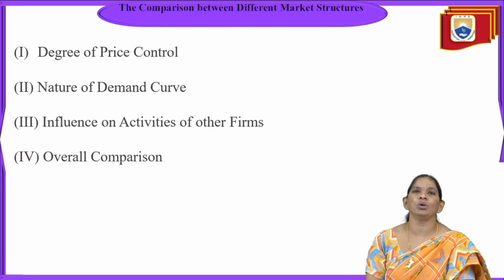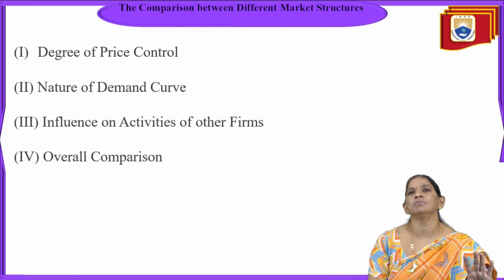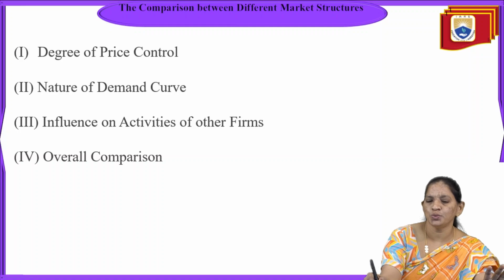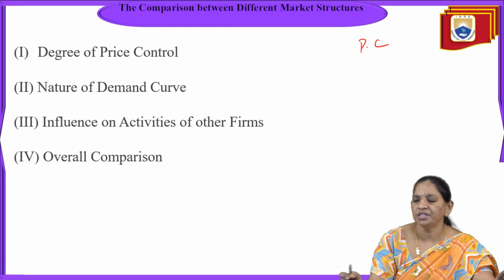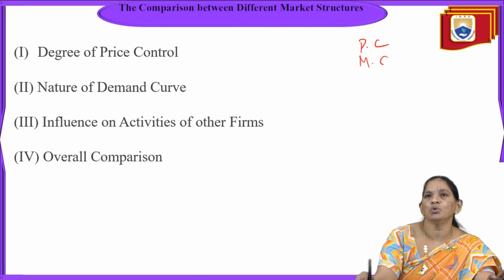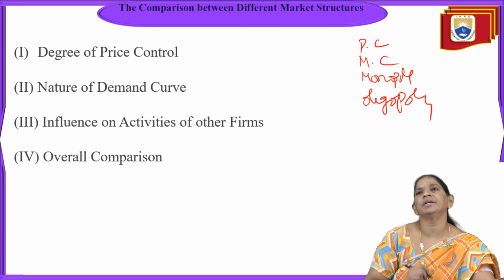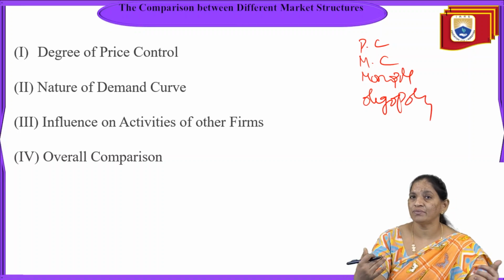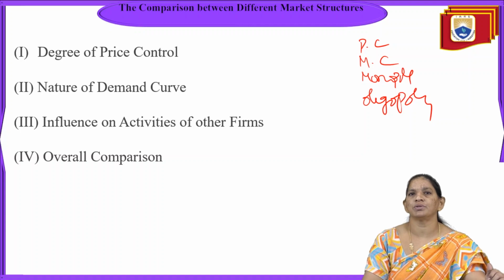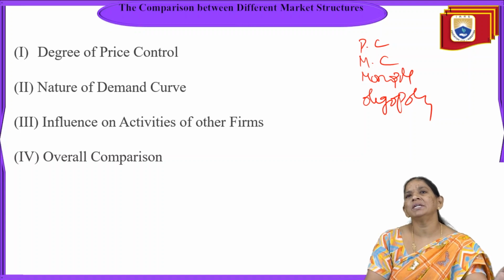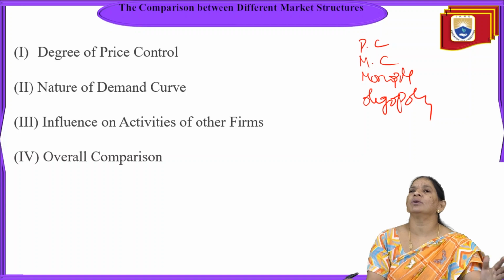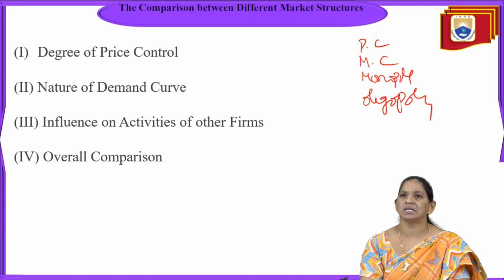monopoly, and also oligopoly. So these are the four basic important market structures: the perfect, that is PC, perfect competition. Next, MC, monopolistic competition, and another one is monopoly, and another one is oligopoly. So these are the four important market structures we have seen in our past videos. So we'll see the comparison done from one market structure to another.